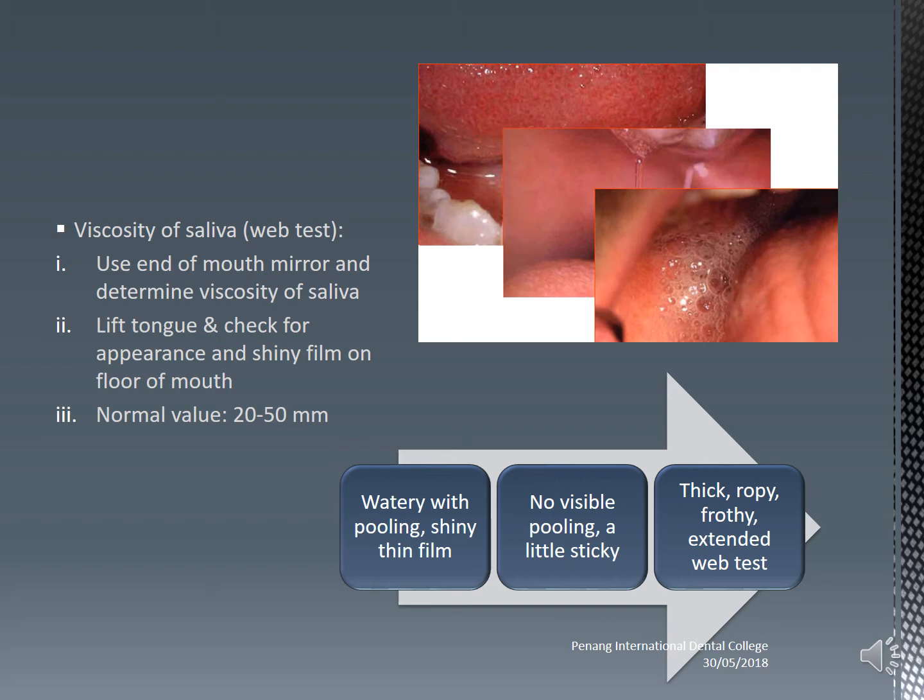There is a test called the web test. Just take the reverse end of the mouth mirror and try to touch the saliva, and try to lift it with the reverse end of your mouth mirror or probe. If the saliva breaks immediately, that means the saliva is good quality. But if it is poor quality saliva, it forms strings, so that means it's a very ropey and stringy saliva. So in patients with this kind of saliva, the susceptibility to caries is more.